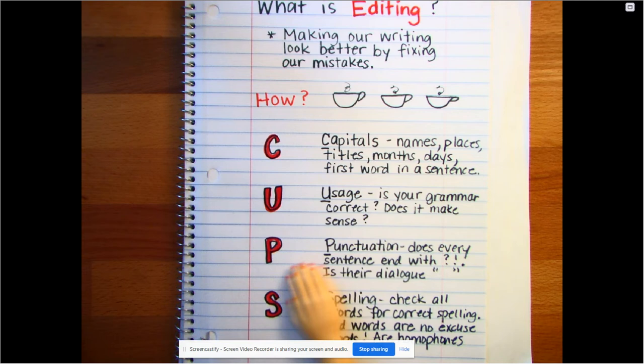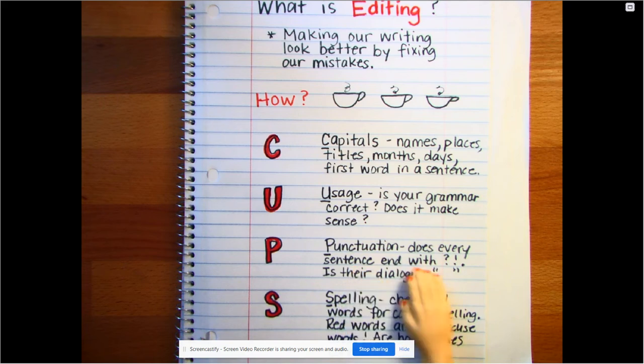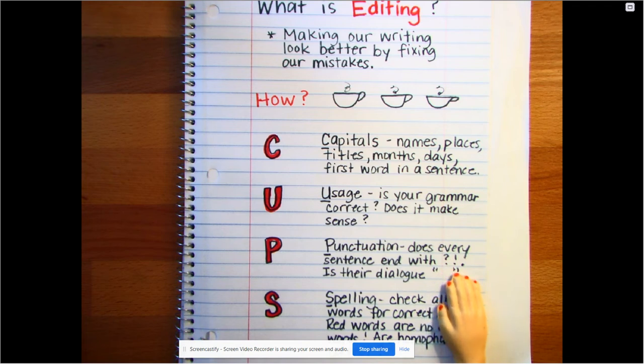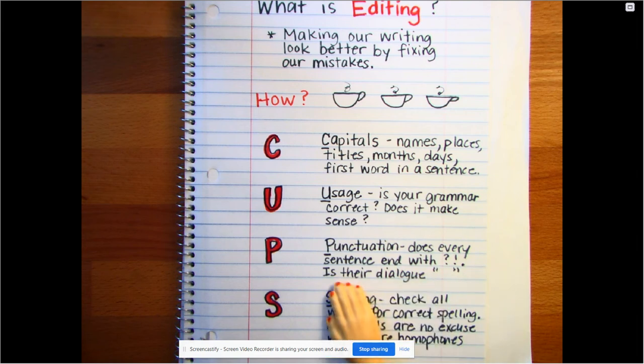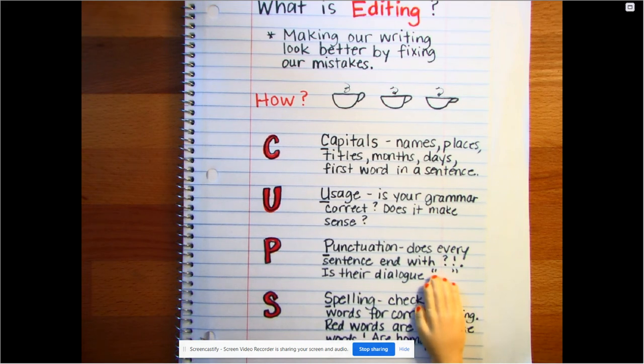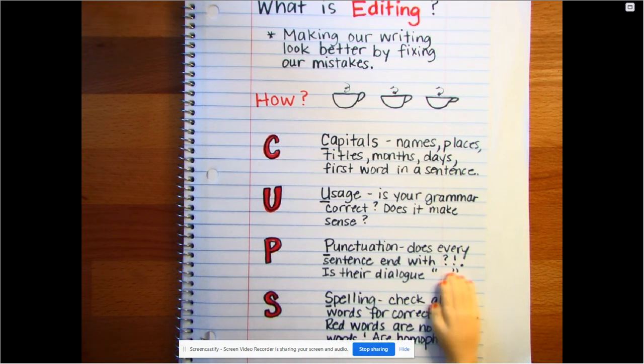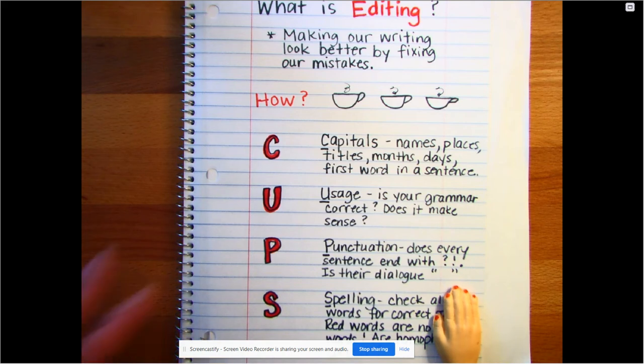The P stands for punctuation. And again, you learned this in kindergarten, right? Every sentence has to end with some punctuation. It might be a question mark, it might be an exclamation point, or it might be a period. And if you've got dialogue in your story, conversation between people, you have those talking marks, we like to call them, that go around what people say. So you want to make sure you add that in there as well.